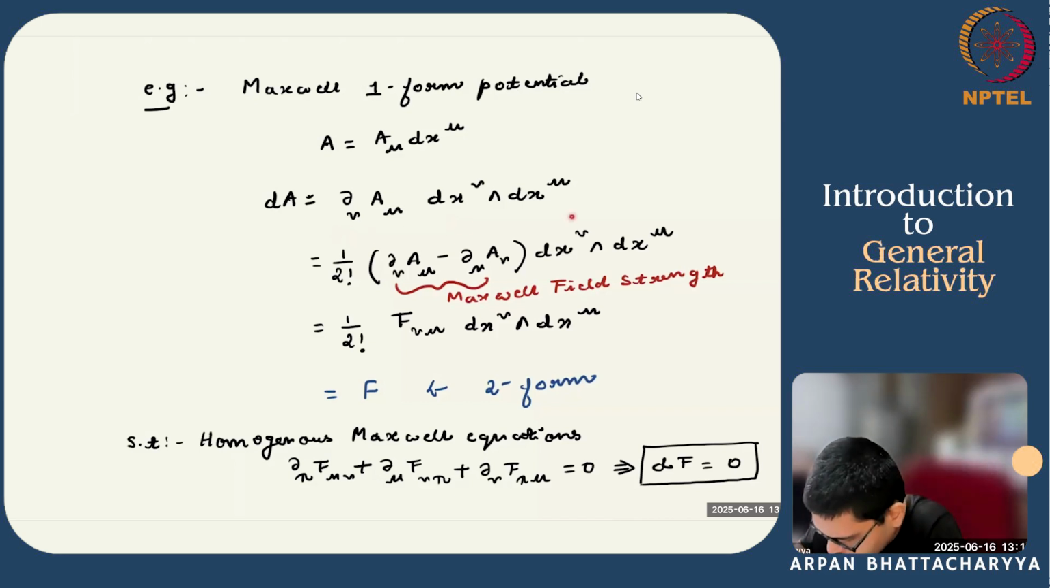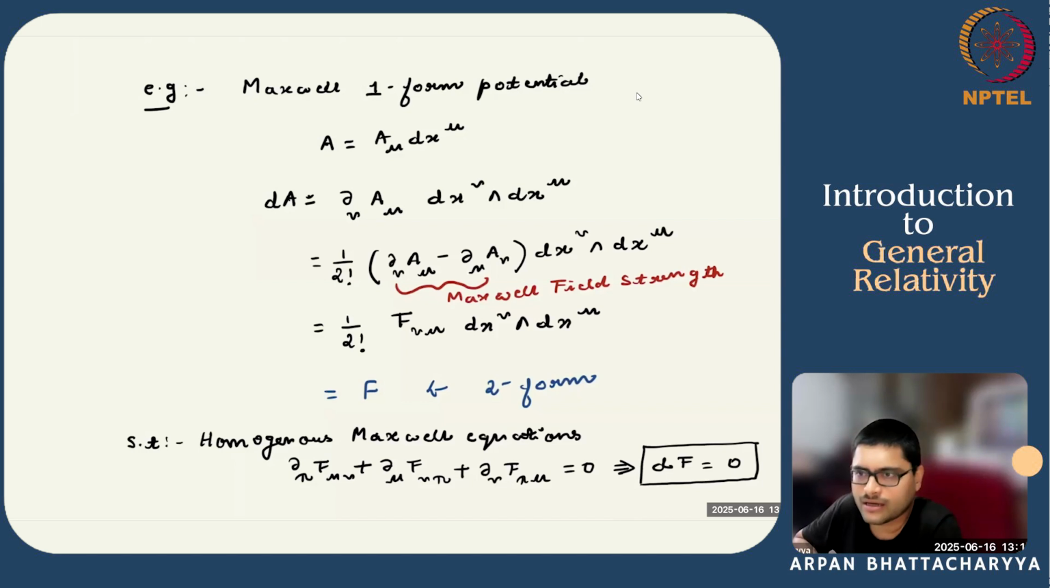And now you can just use the antisymmetry to rewrite this term in the following way. Remember that mu nu is contracted with this, and this is antisymmetric. So if you swap and relabel them, these two terms will be the same, and this will give back the first term. Now, if you look at it carefully, this is nothing but the Maxwell field strength that we are familiar with from electrodynamics. So we write this as F nu mu, and so dA gives F, the Maxwell field strength, which is a 2-form.